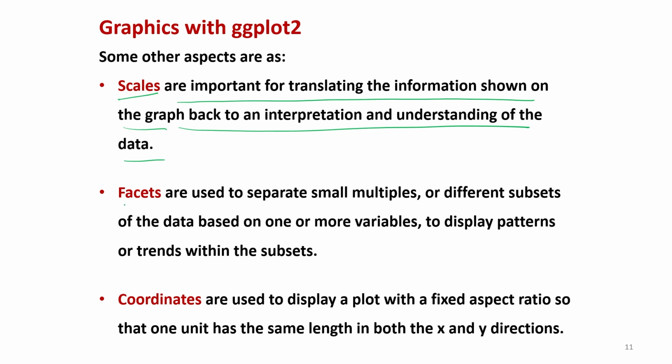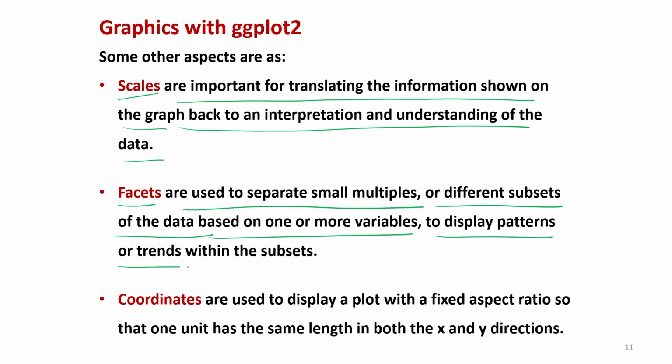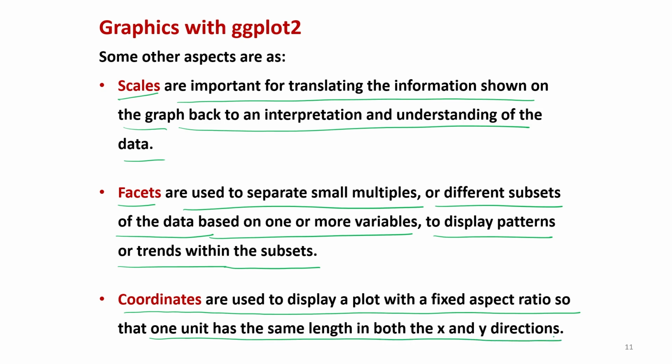Then we have the facets. The facets are used to separate the small multiples, or the different subsets of the data, based on one or more variables. And this will help us decide how to display the patterns and trends within the subsets of the data. Then the concept of coordinates is used to display a plot with a fixed aspect ratio. So this will ensure that one unit has the same length in both the x and y directions.